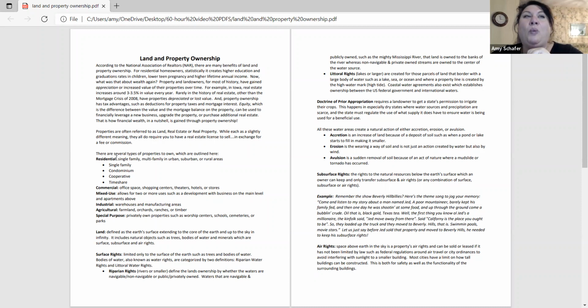Industrial, this is where our warehouses are going to go. So this is going to be large manufacturing plants, such as Tone Spices. That's right off the intersection of I-80 and I-35 in Ankeny, if you've been there.